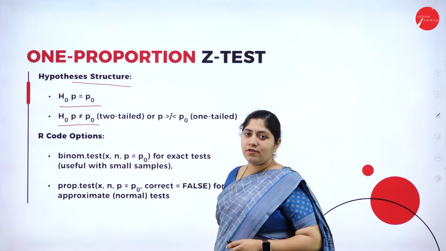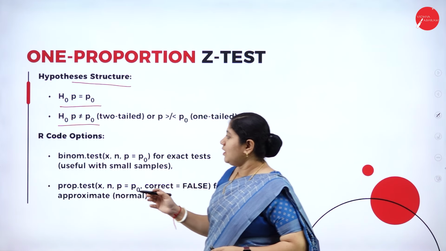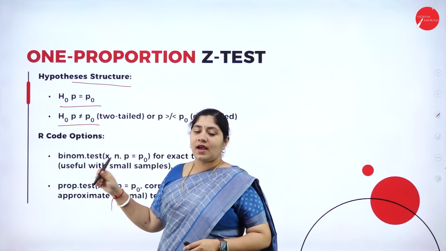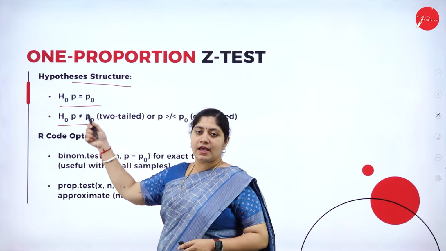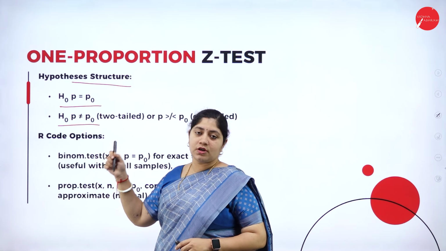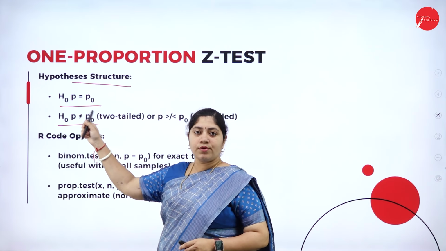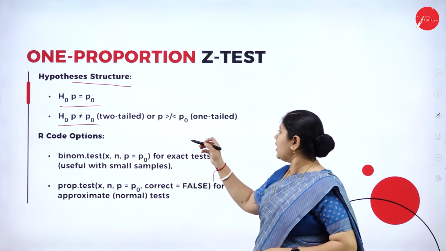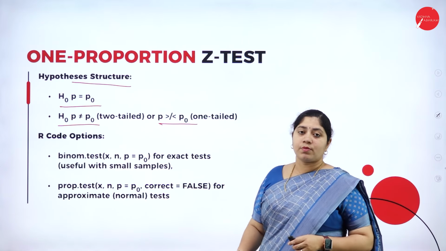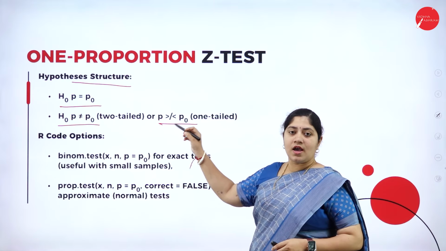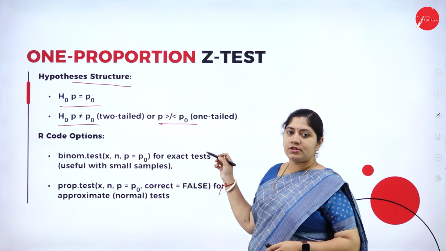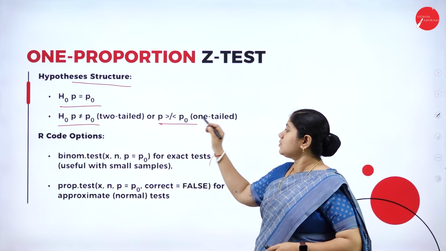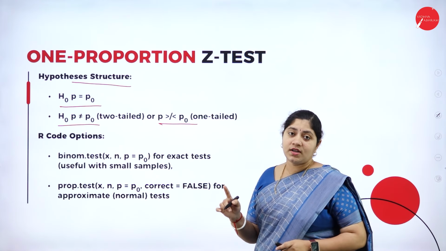Up next, let's see the two-tailed Z test. We can say that the left-hand side will not be equal to the right-hand side. So that is with respect to the two-tailed test. With respect to the one-tailed test, we can say the proportion will either be greater than or less than our initial proportion, that is P0. So that is with respect to the one-tailed test.